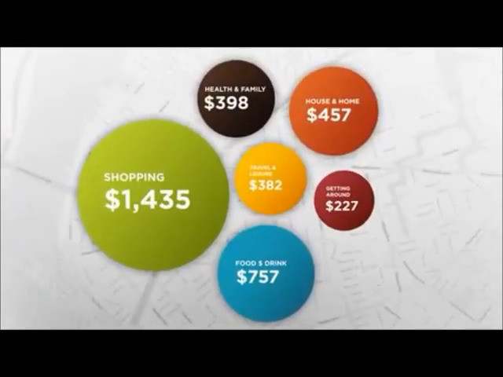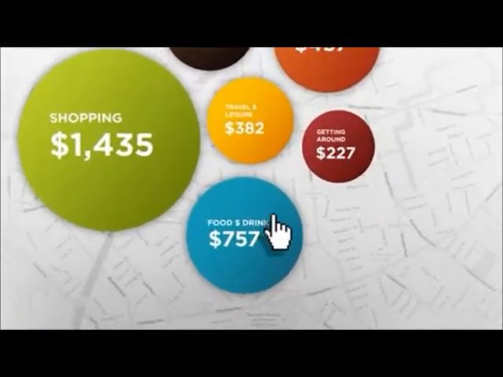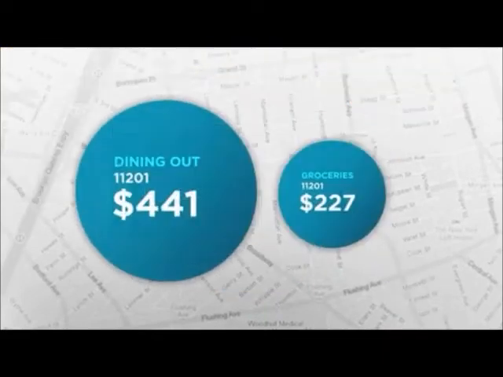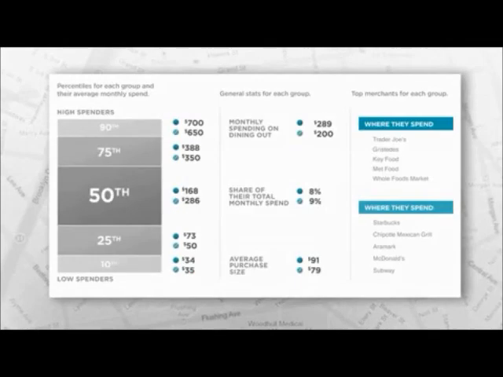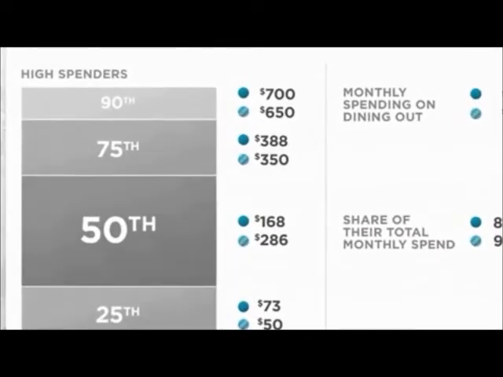See, here's my breakdown in Brooklyn. It's all in the bubbles. Dig a little deeper, and there's spending on groceries in my zip code. Click on Get Stats, and I can see not just the average spending, but the extremes, plus where my neighbors are spending. And I can compare what others are doing.